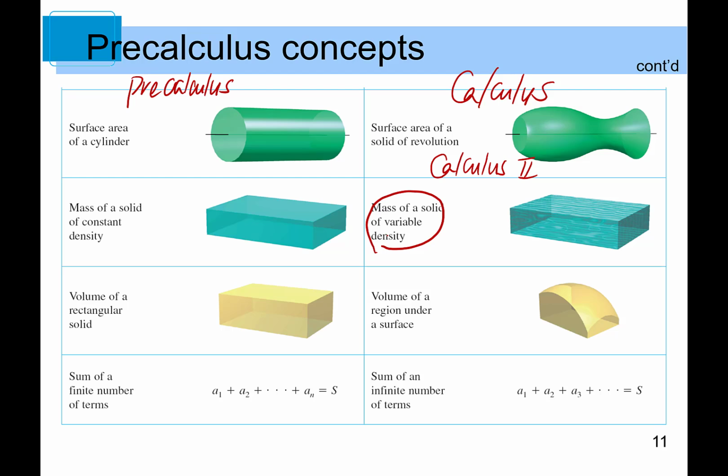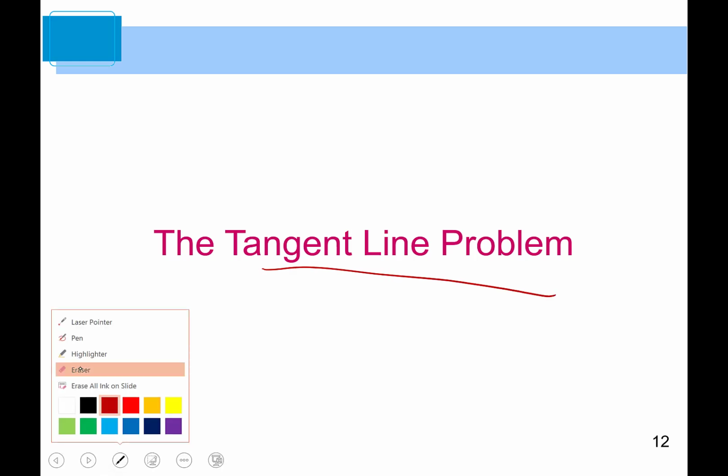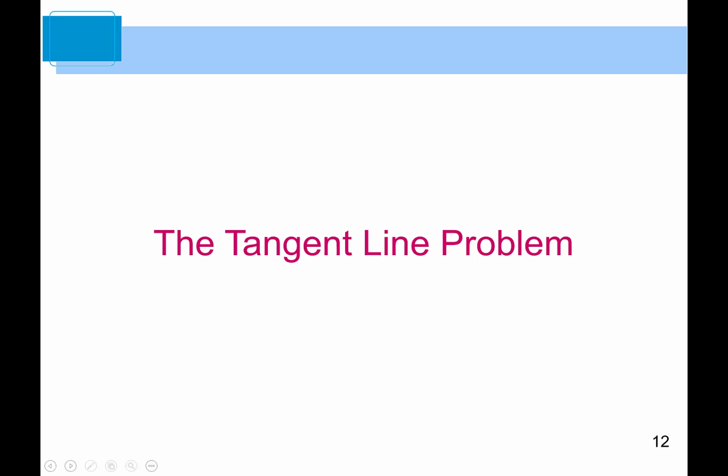In pre-calculus, you can find the volume of a rectangular solid. In calculus, you can find the volume of a region under a surface. In pre-calculus, you can find the sum of the finite number of terms. And in calculus, you'll be able to find the sum of the infinite number of terms. So that's a major difference between pre-calculus and calculus. So next thing, let's take a look at the tangent line problem, which is a very crucial topic in calculus.